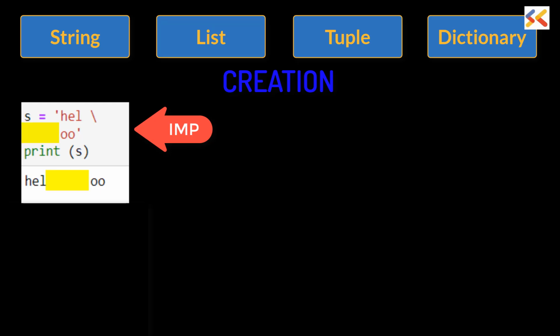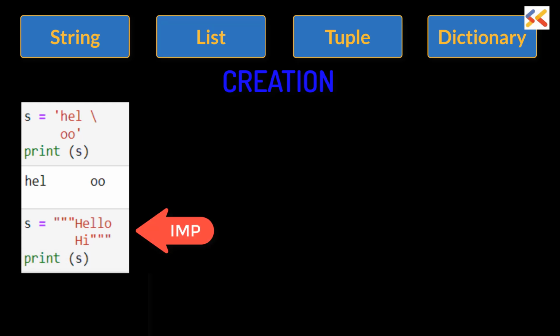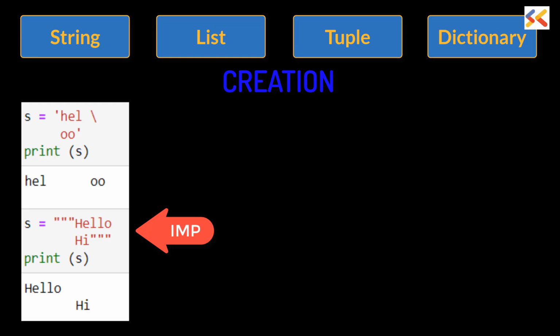Note the space which we left in the beginning is also printed. The slash is important if you want to write in a second line while coding. Without slash, you will get an error. Now, if you put the string in triple quotes, you will see this is a true multi-line string and the string is printed in multiple rows. Here to note, the space which we left in the second line is also printed.